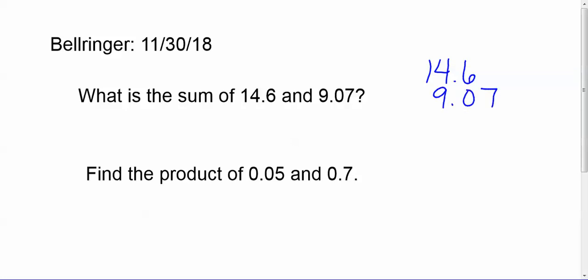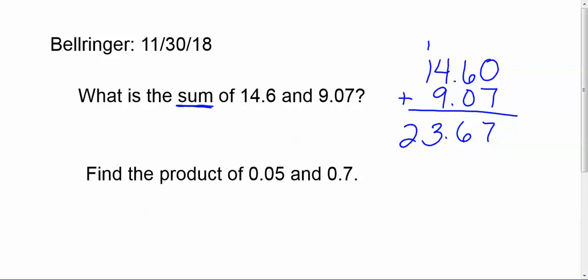We're adding. Sum means add. So I'm going to put a 0 placeholder right here, and this addition's pretty easy. 7 plus 0 is 0. 6 plus 0 is 6. 4 plus 9 is 13. Carry the 1. You get 23 and 67/100. Raise your hand if you got 23 and 67/100. Woohoo!